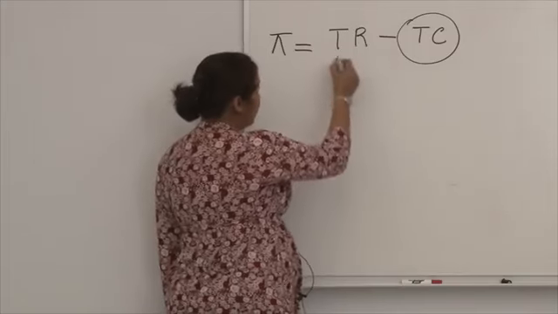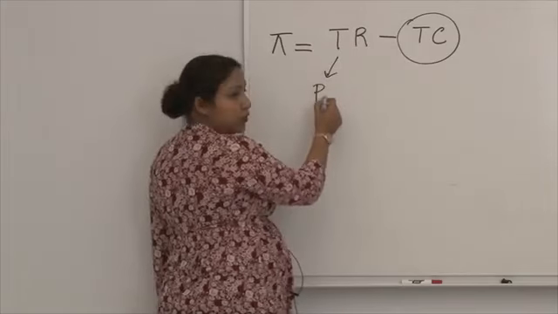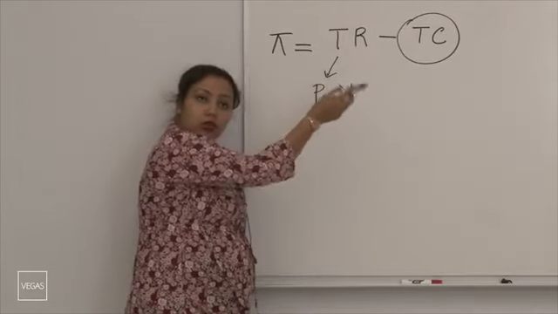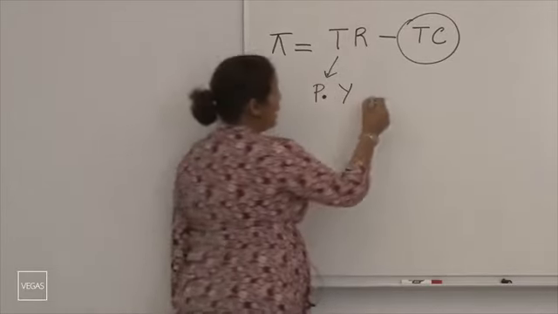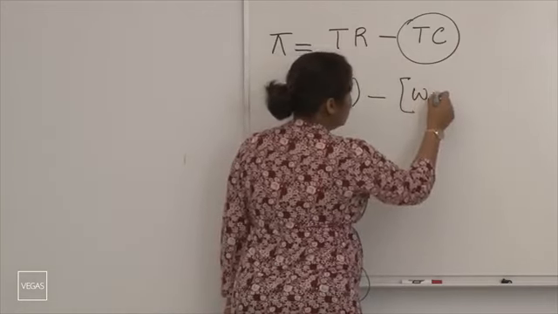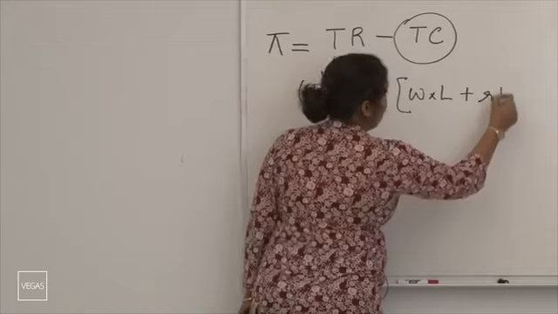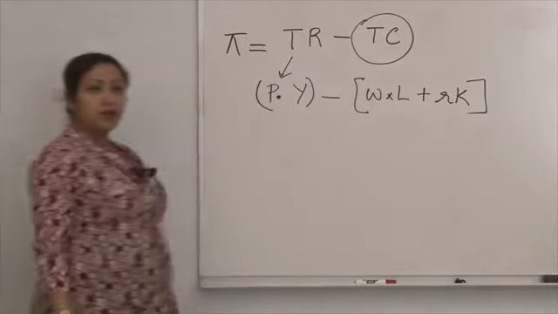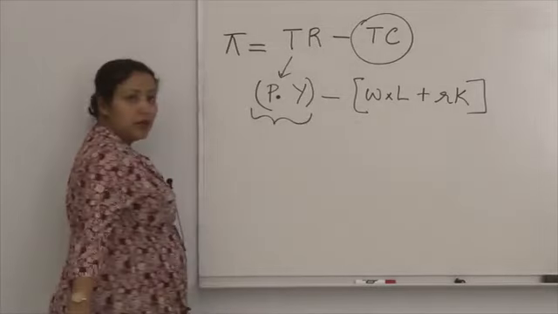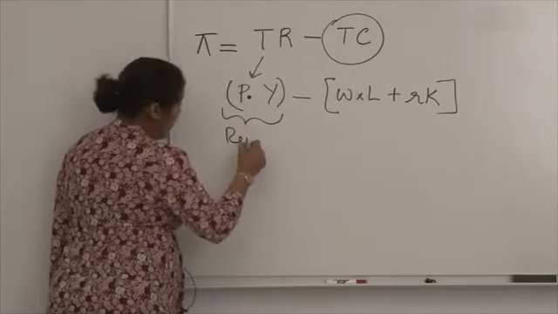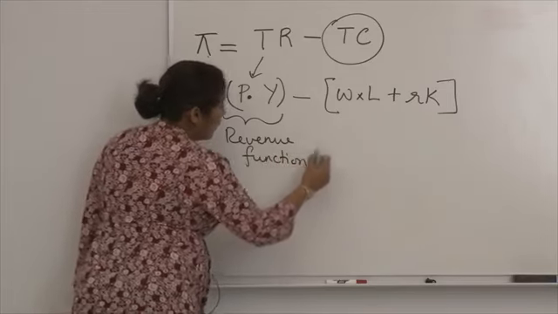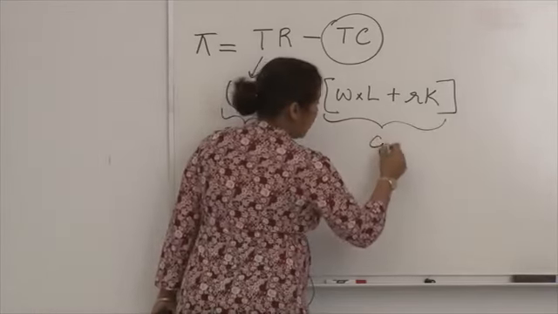Because this total revenue, like I told you, is the price of the good times the number of units that is produced, where Y is the total product or the total output, and that total cost depends on the prices of the inputs, that is WL plus R times K. Okay? Now, just this part individually is called the revenue function, and just this part separately is called the cost function.